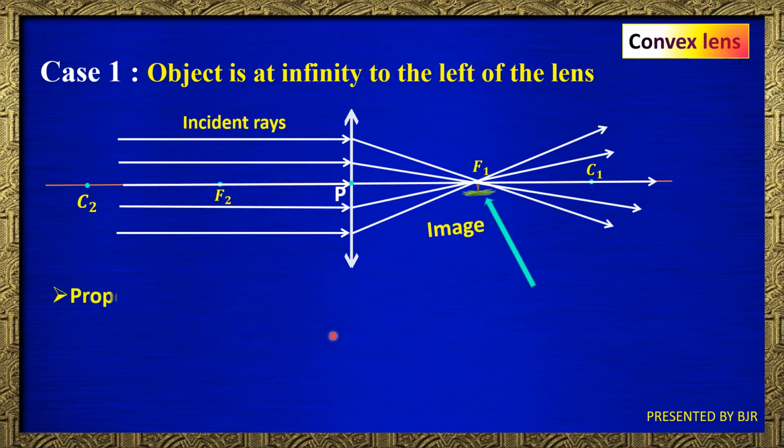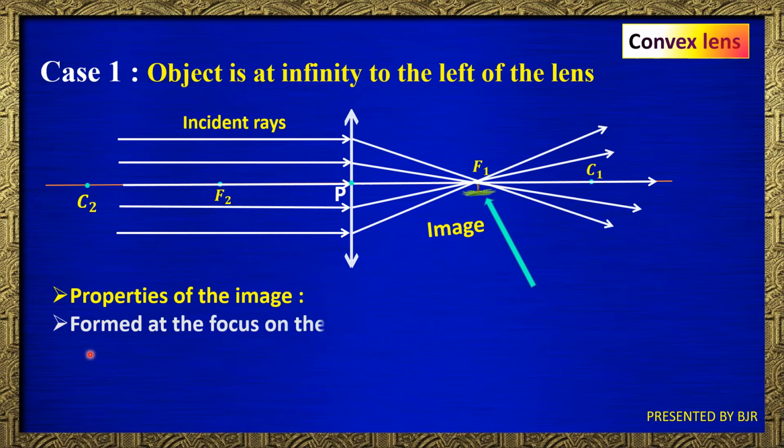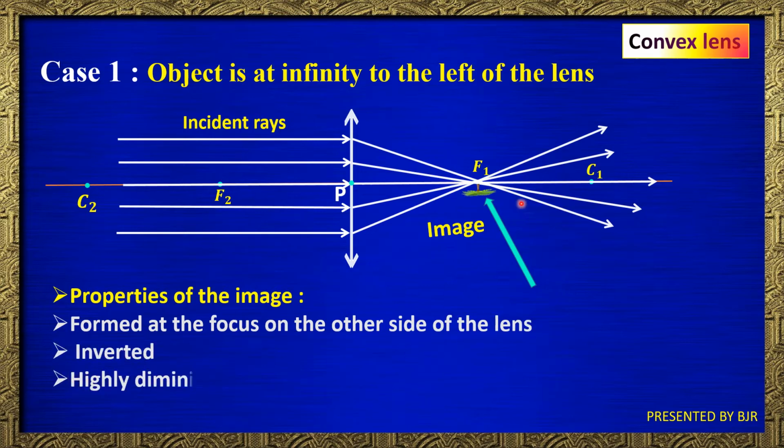Let us write the properties of the image formed here. First one is the location: the image has been formed at the focus on the other side of the lens. Inverted, you see here, the orientation is inverted. Highly diminished, that is, the size of the image is too small compared with the size of the object. And real, because this image can be caught on the screen. Okay.